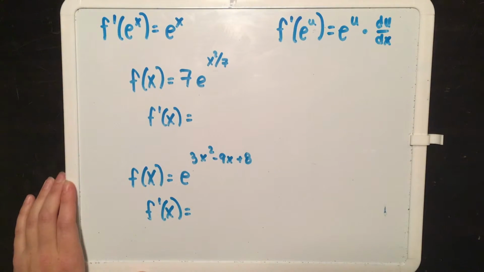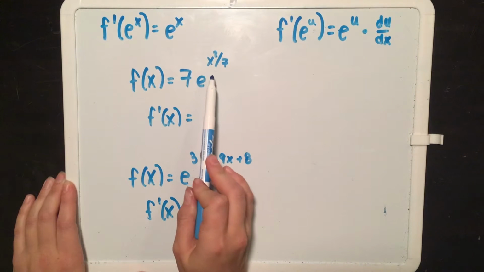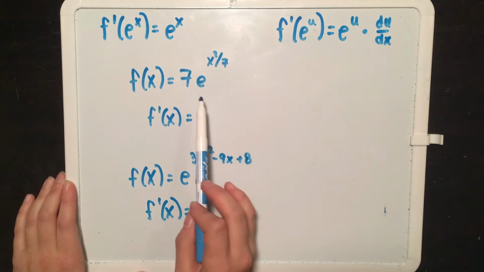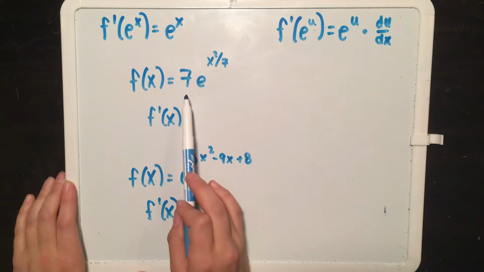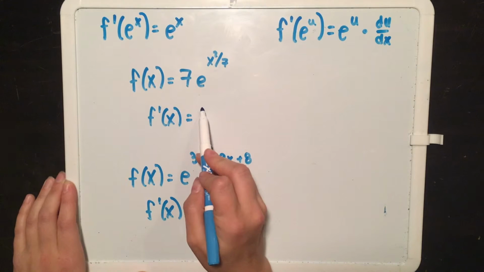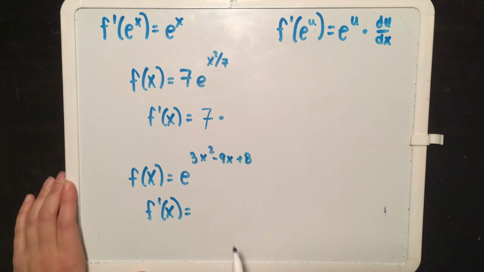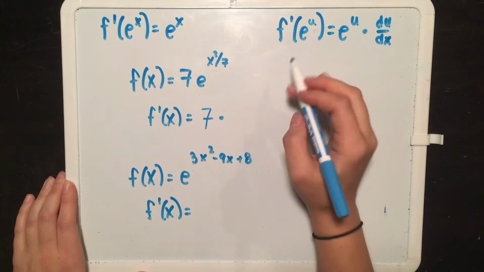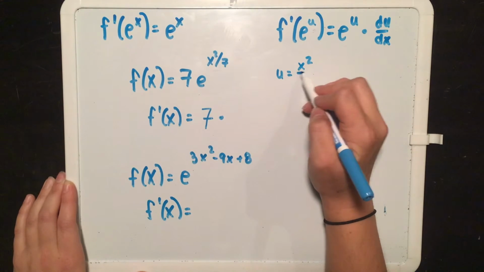I have 2 more examples to go through with you today. F of x equals 7e to the x squared over 7. When we take the derivative of this exponential term, the 7 in front is a constant, and it's carried down into the derivative as a multiple. Our u is the exponent, u equals x squared over 7.